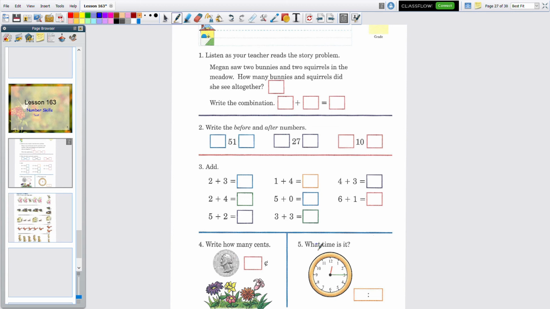Okay, here we are. Number 5, what time is it? Now you can see the short hand is just past one of these, or past this number, but not to this number. So you put that number in the first, and then you have to count down to this one and put it in there. So I think that's pretty much it.